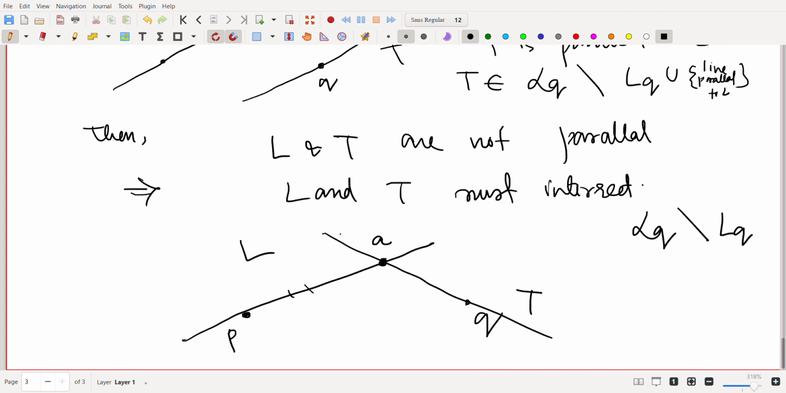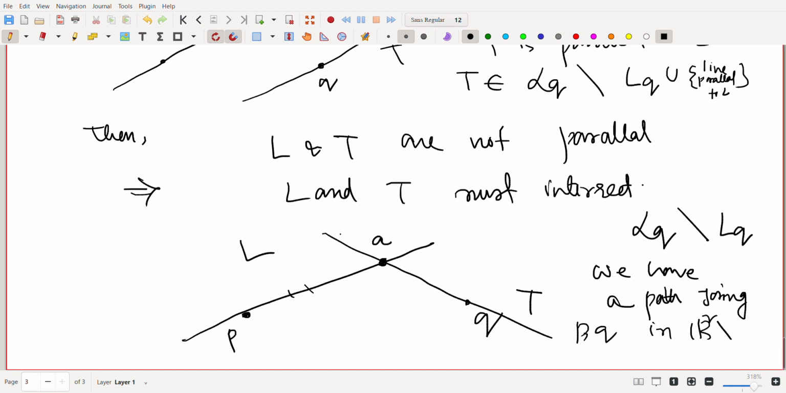That means we have a path joining P and Q in R2 minus A. Hence R2 minus A is path connected. In particular, R2 minus A is connected.